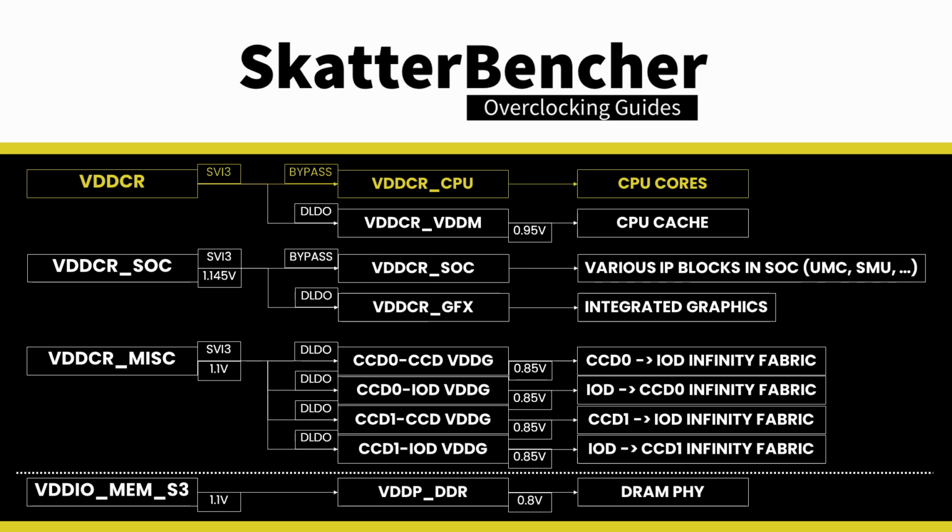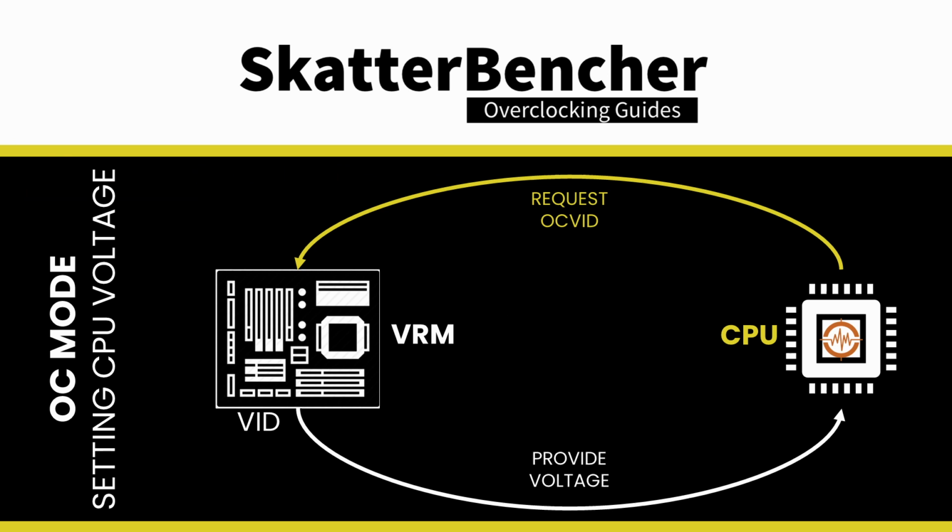There are 2 ways to configure the voltage. Configure the OC VID, which sets the VID the CPU will request from the voltage controller, or configure the VDDCR external voltage rail directly, which configures the output voltage of the voltage controller. In practical terms, there's no difference between the 2 approaches.